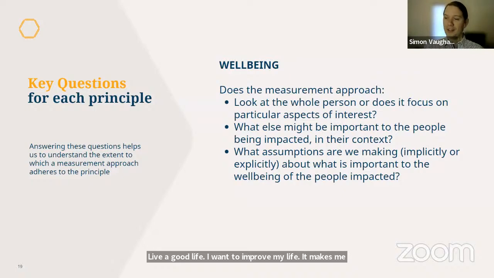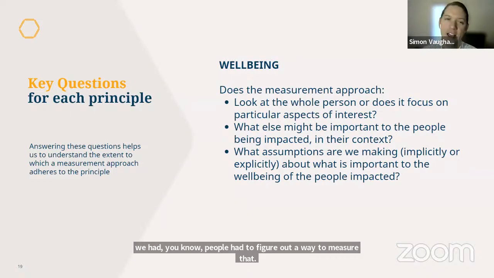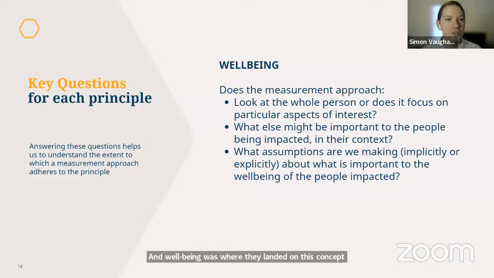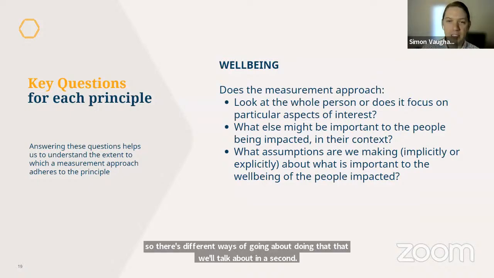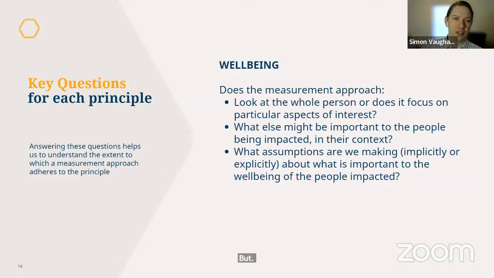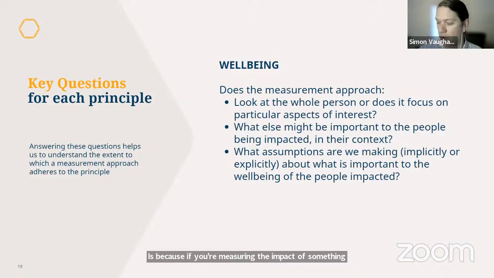And so people had to figure out a way to measure that. Well-being was where they landed, a concept that measures how you are doing in life overall. There are different ways of going about doing that, which we'll talk about in a second. But the reason this first principle is to measure in terms of well-being is that if you're measuring the impact of something on people, we need to have that overall view, because of what I said earlier: we don't want to assume that a change in one area is a positive in all areas.